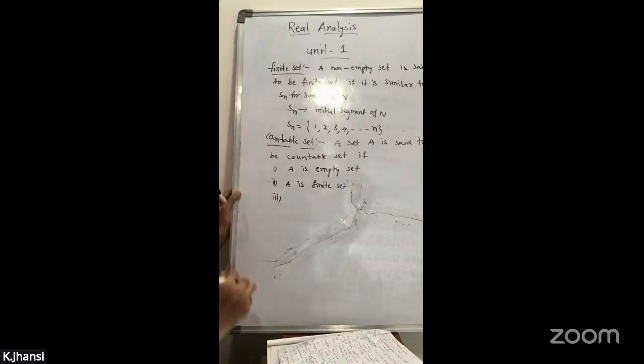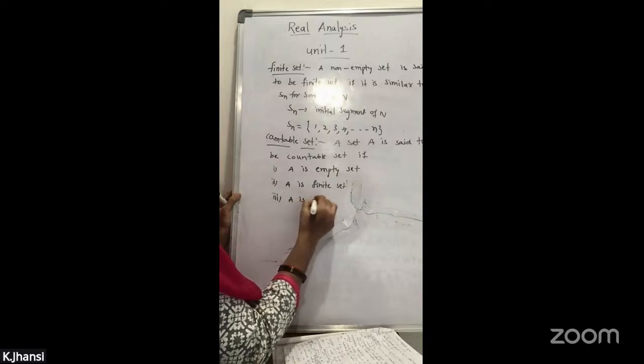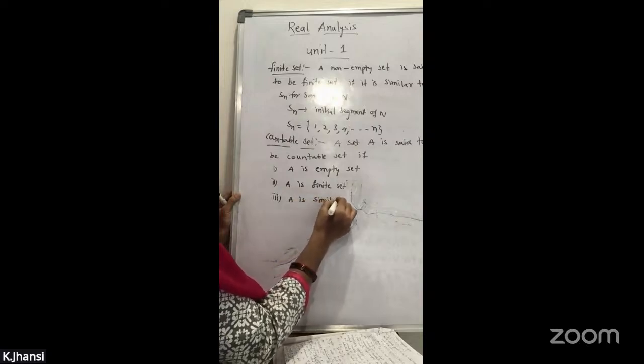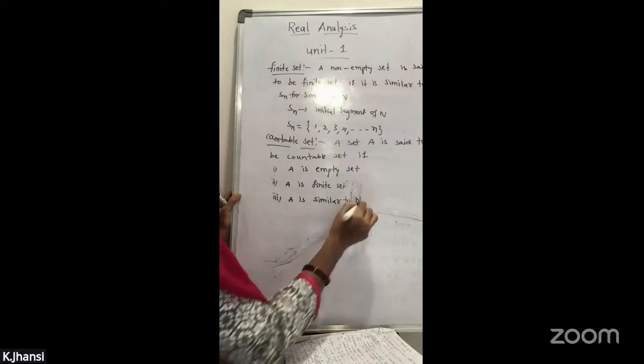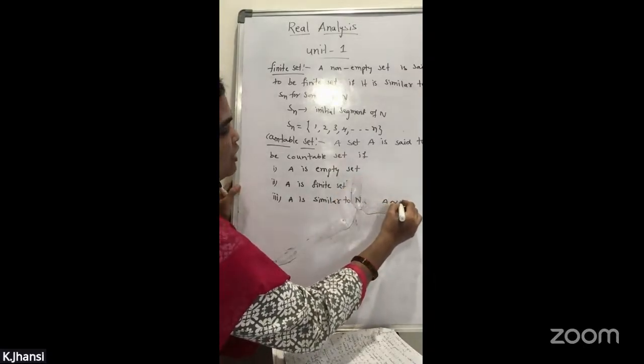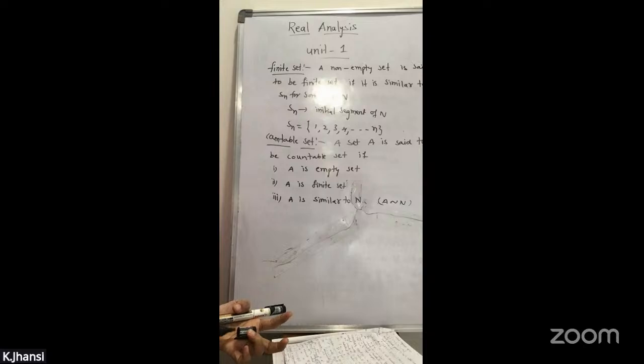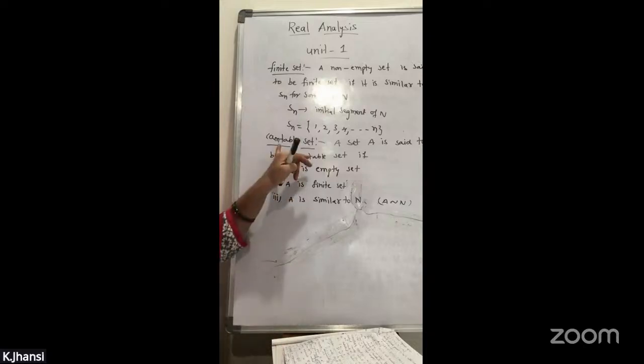Third one is A is similar to N. A is similar to N means what? It means there should be a one-to-one function and also it should be an onto function. Then we can tell that whatever the given set is, the two sets are countable sets.